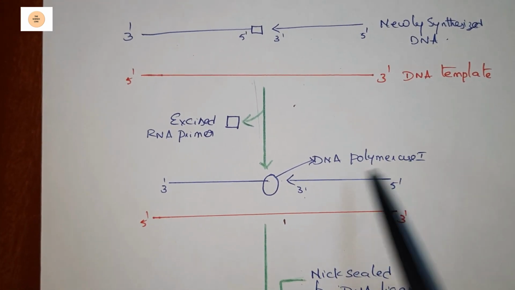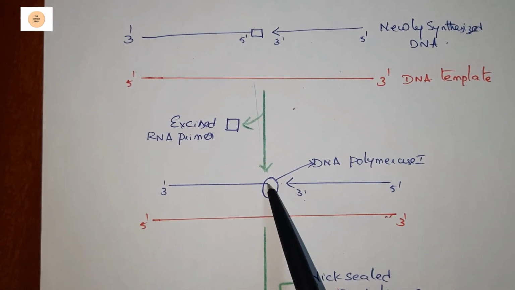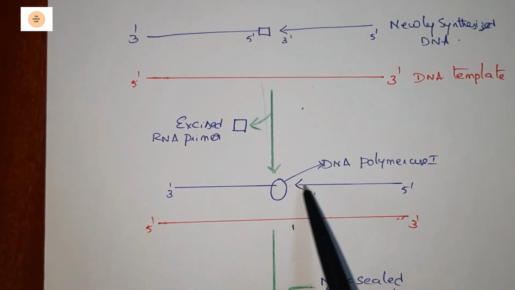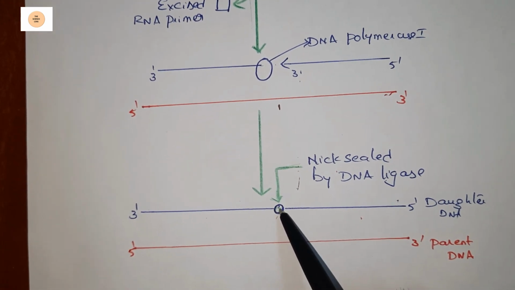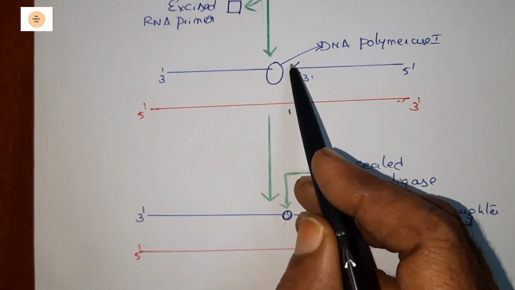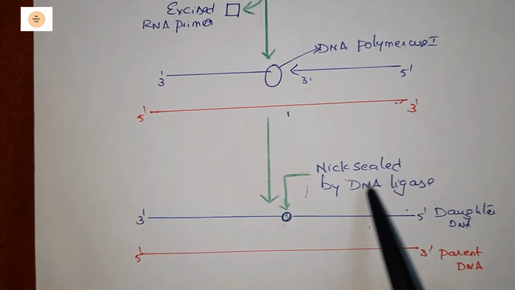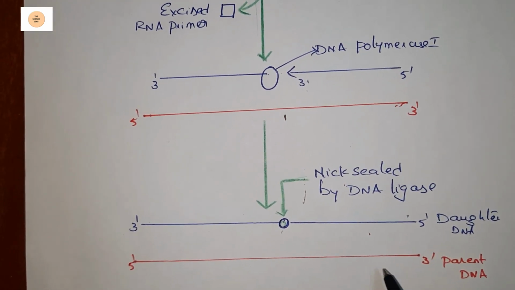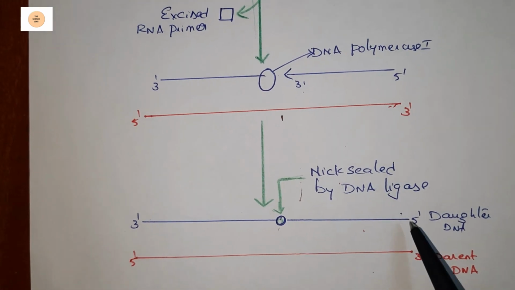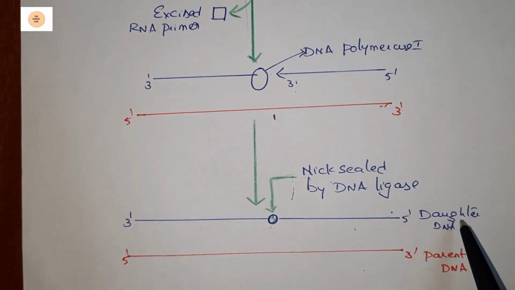The role of DNA polymerase 1 is to minimize the gap between the two strands. Later, the nick was sealed by DNA ligase. In between the two strands, as there is a small gap, that gap was sealed by DNA ligase. So this is the parent DNA, or otherwise called template DNA. This is called progeny DNA or daughter DNA.